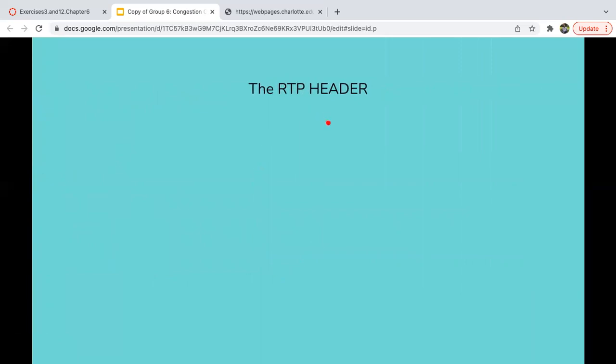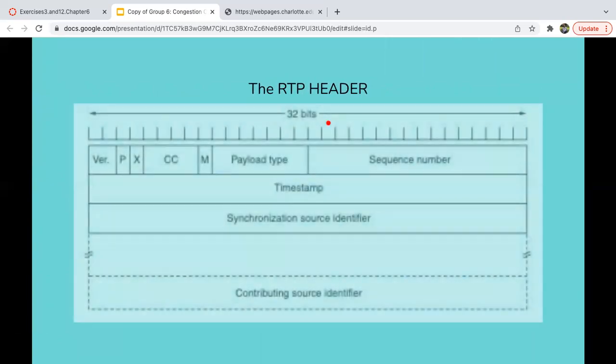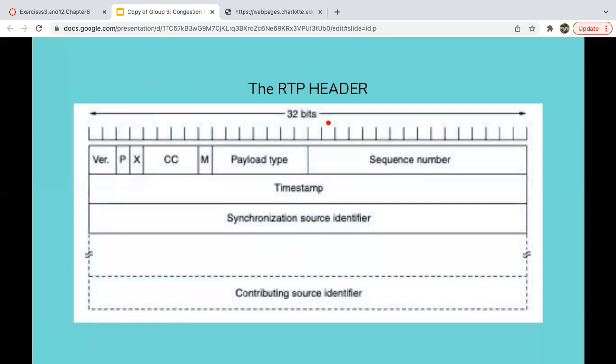All right, next we're going to be looking at the RTP header. So as you can see, an RTP header is 32 bits, and it can potentially have some extensions. First, you have the version field, which as you can see is 2 bits. Next, you have P, which indicates that the packet is padded to a multiple of 4 bytes. The X bit indicates the extension header is present. Next, you have the CC, which tells how many contributing sources are present.